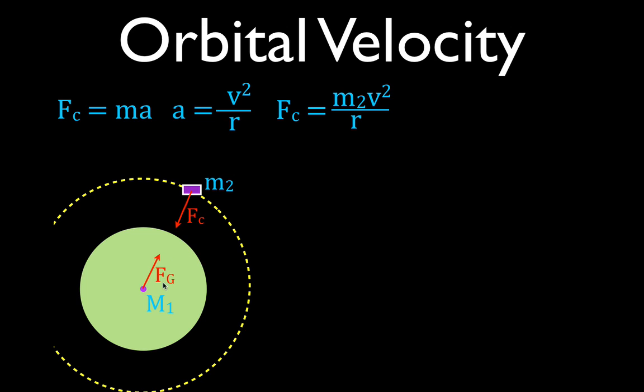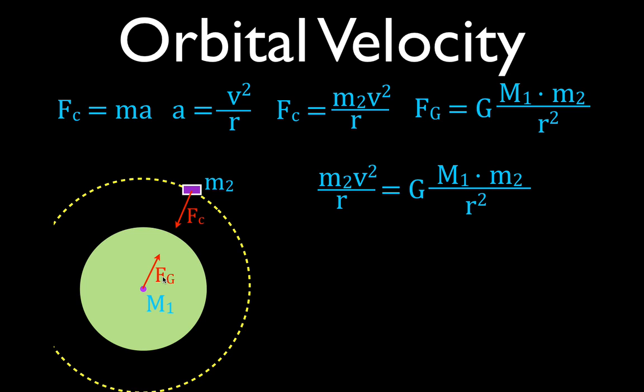And then this force, of course, is given by Newton's law of universal gravitation, which says that G, the gravitational constant, times m1 times m2 divided by the square of the distance between the two objects is equal to the force. And we said earlier that these two forces are equal in magnitude but opposite in direction. So I can set those two equations equal to each other, and then we can solve for the velocity. That's how we're going to get our orbital velocity.